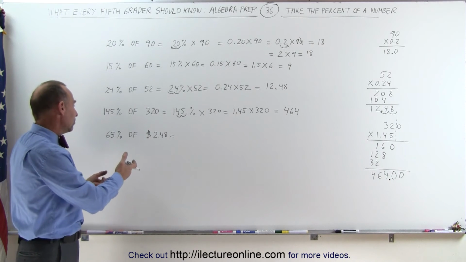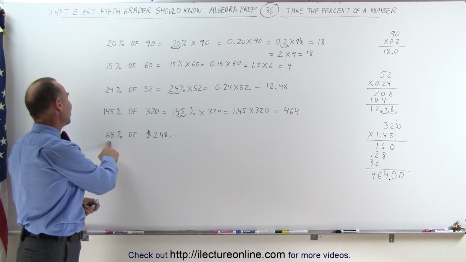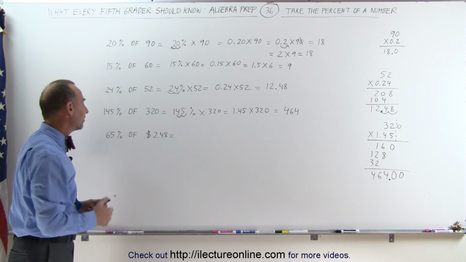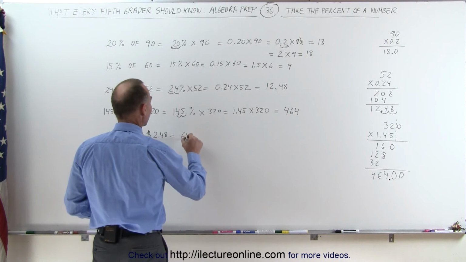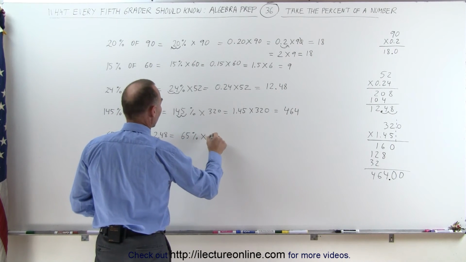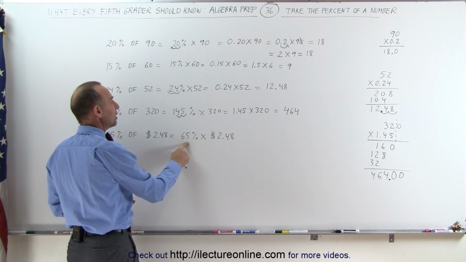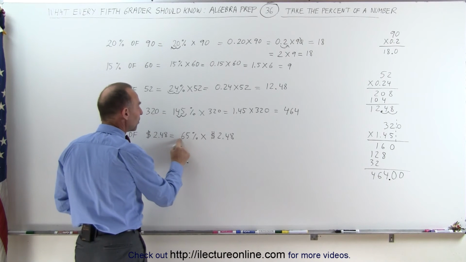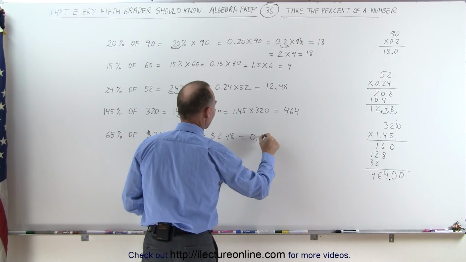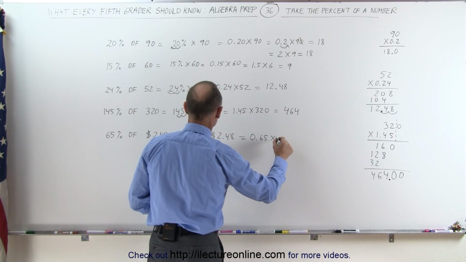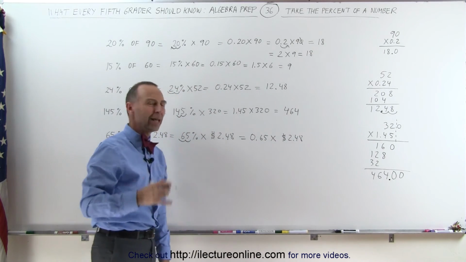Okay, the last one, we put a dollar sign in there just to make it a little bit more interesting. The question is, what is 65% of $2.48? Again, that means we're multiplying 65% multiplied times $2.48. This means we're going to make that into a decimal by moving the decimal place over 2 spots. This is equal to 0.65 multiplied times $2.48. So let's go ahead and do the multiplication.